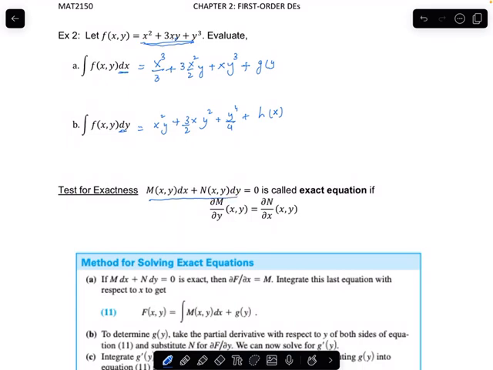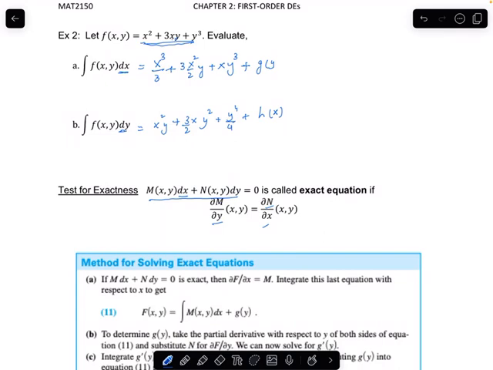So when we are given an equation like this, that if we have a function of x, y multiplied by the differential dx plus another function of x, y multiplied by the differential of y, and the sum is equal to 0, we call this an exact equation if the partial derivative of M with respect to y and the partial derivative of N with respect to x are the same. Then we say the equation is exact.